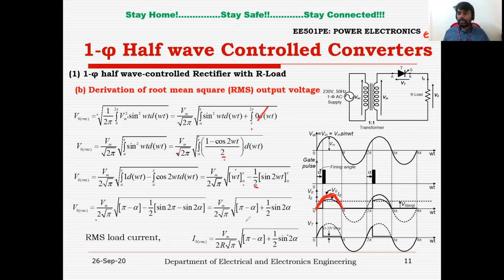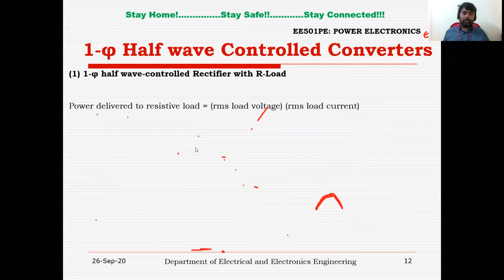So if you want to calculate the RMS output current, you just divide the RMS output voltage by the load resistance. That will give the RMS output current. Right.